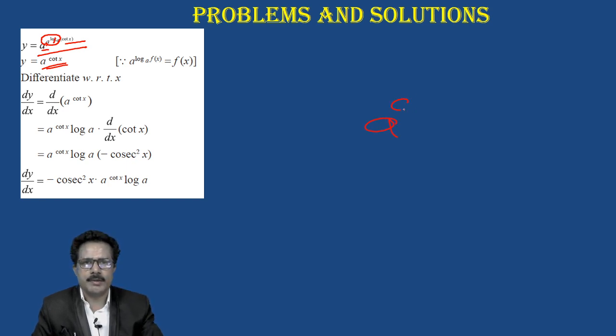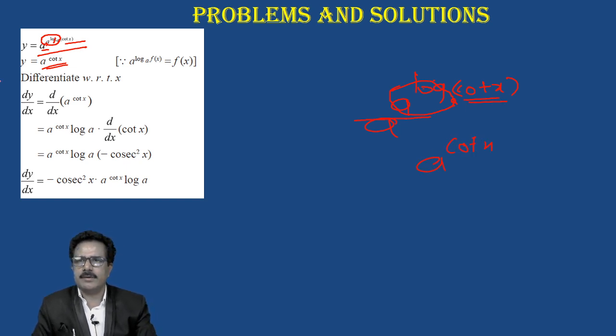A raised to log of cot x to the base a. In this case, a raised to log to the base a are reciprocal of each other and cancel each other. The remaining term is cot x as it is. Thus we can write y is equal to a raised to cot x. This is the simple form. Differentiating with respect to x, dy by dx equals the derivative of a raised to cot x.